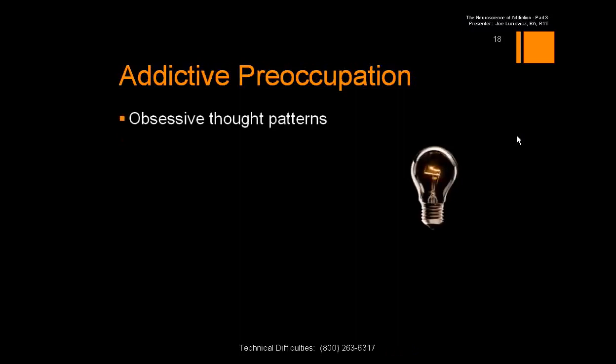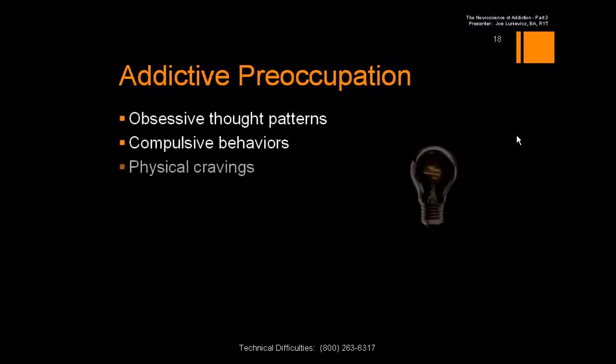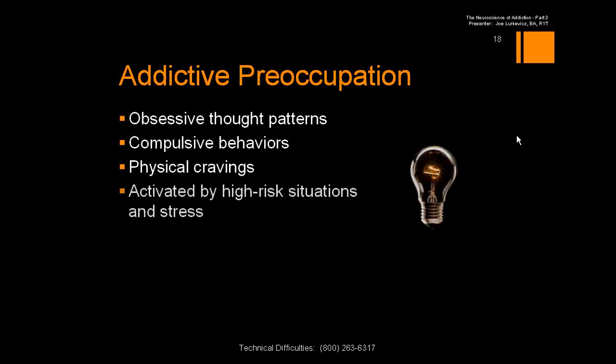So addictive preoccupation, the idea of obsessive thought patterns, compulsive behaviors, physical cravings, right? These are the mainstay of the issues that we're working with our clients, especially in acute withdrawal, the first week to month, and then over time, depending upon things like the drug that they had used, their genetic vulnerability, as we said before, and the environment that they're in, especially, right? As we would say, what activates their high-risk situations, including people, places, and things. We're going to come back to these three things right here because these are key for talking about relapse.